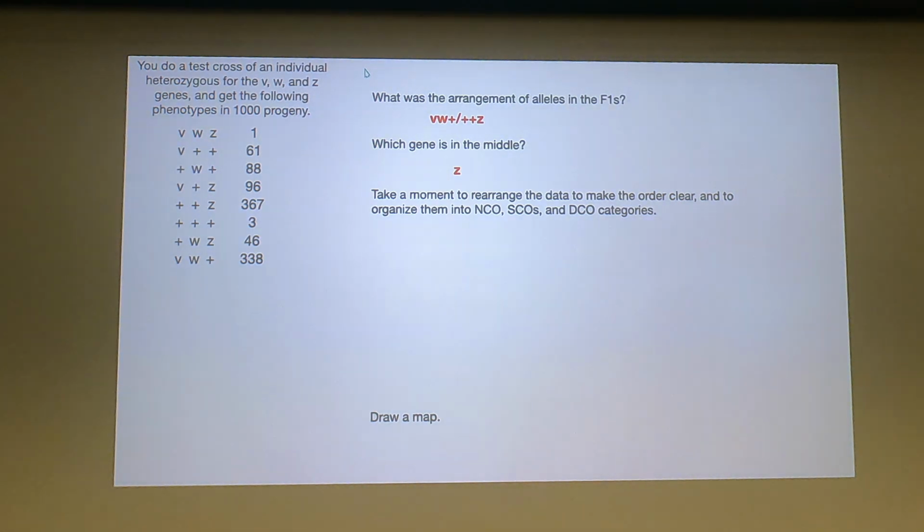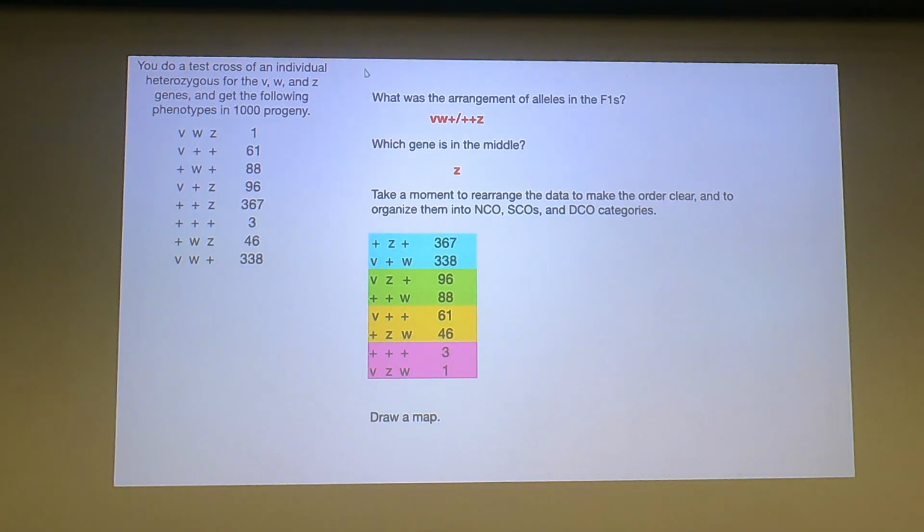Are you ready for the big spoiler? Is it going to ruin the problem for you if I show it to you now? No? Okay. So there's what I got. As you can see, I just rearranged everything so Z is always in the middle. This light blue here, that's the non-crossovers. This is one single crossover category. This is the other single crossover category. And this is the double crossovers. Is that what everybody got? Or something close to it?